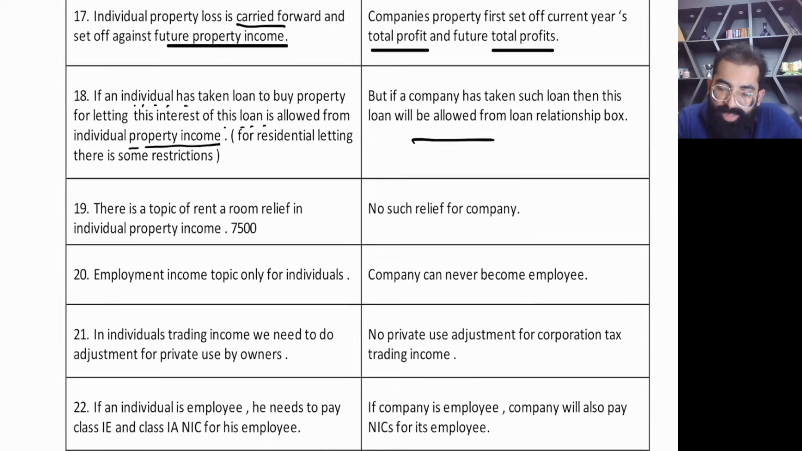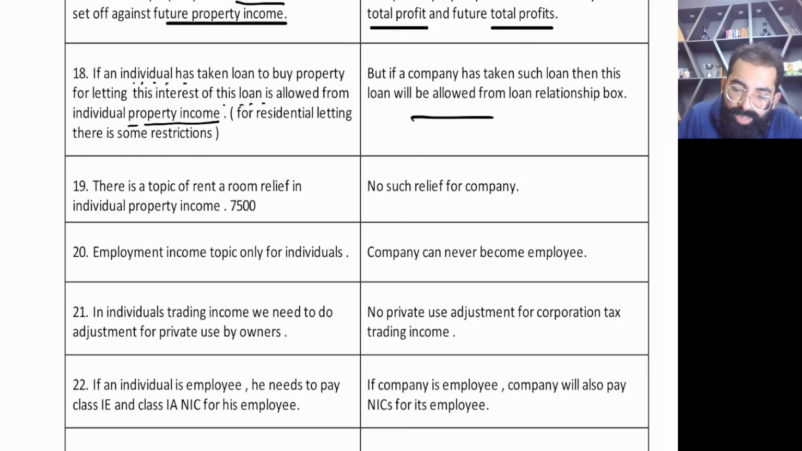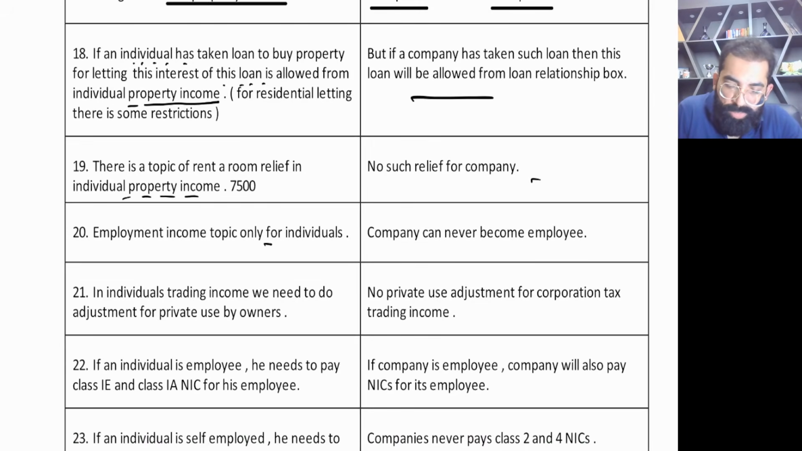There is a topic of rent a room relief. For individuals there was a special rent a room relief in property income, but for companies there is no such relief. The employment income topic is only for individuals. Yes, we all know, an individual can do a job, a company cannot do a job.